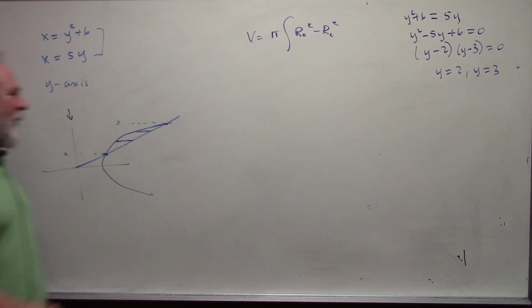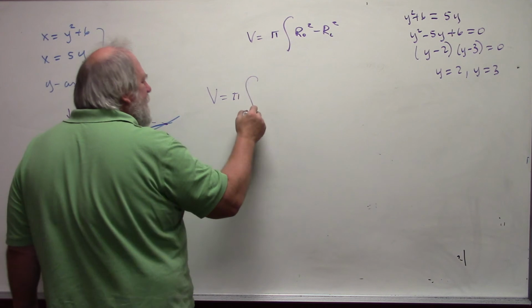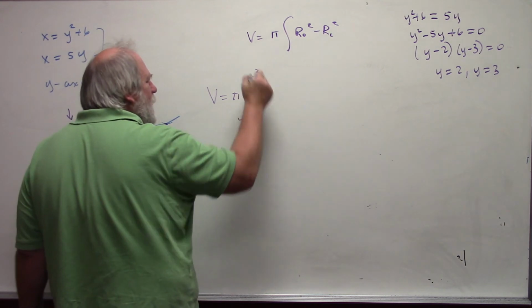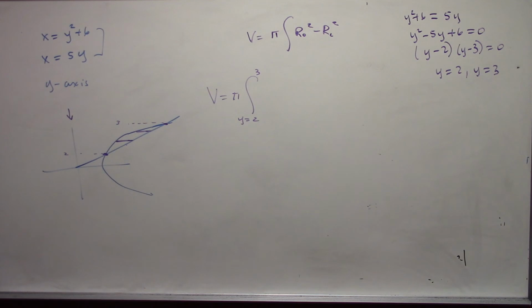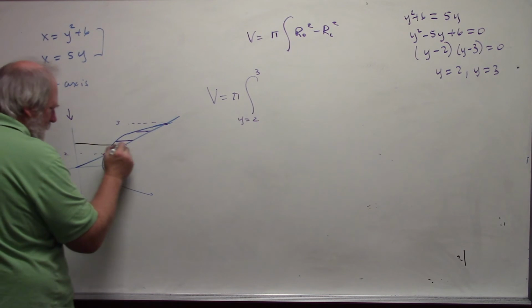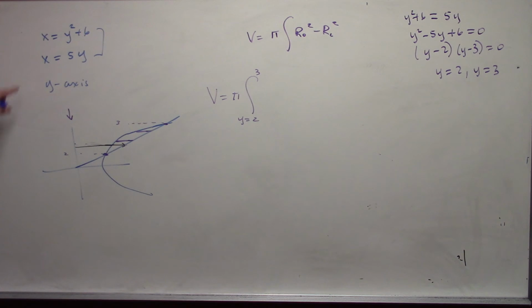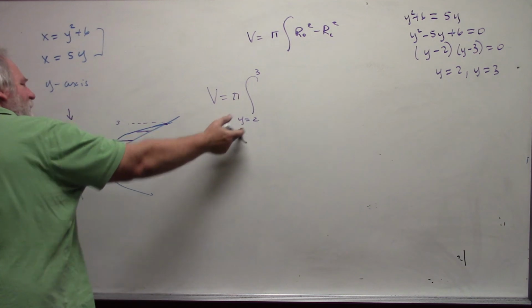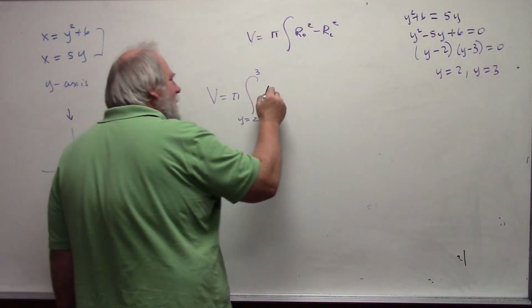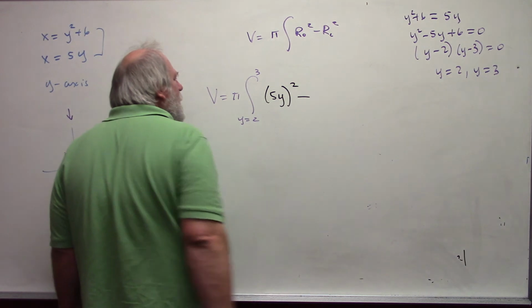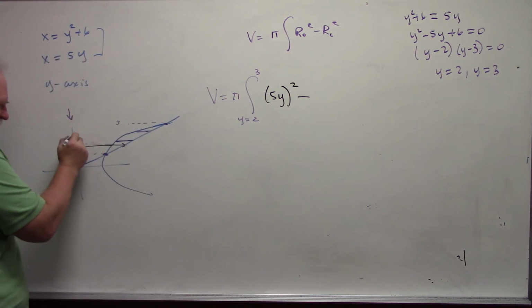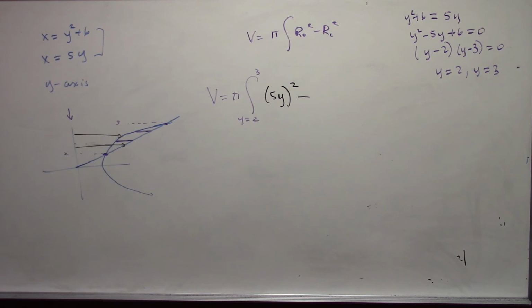So my volume then is pi times the integral from y equals 2 to 3. My outside radius is the distance to the one further to the right, the line x equals 5y. Notice this is already in terms of y. My variable that I need is y. That's good. We don't have to do anything. Inside radius would be the distance to the parabola. Parabola is y squared plus 6.